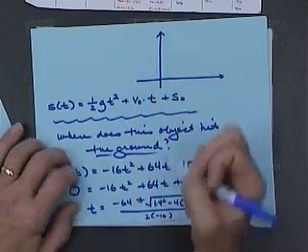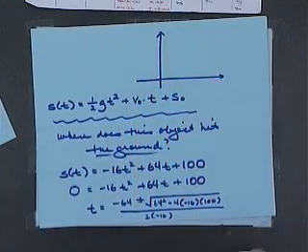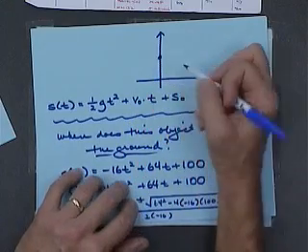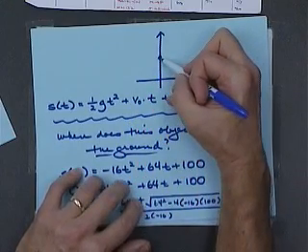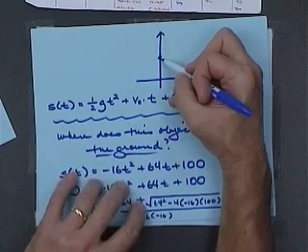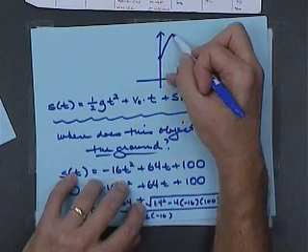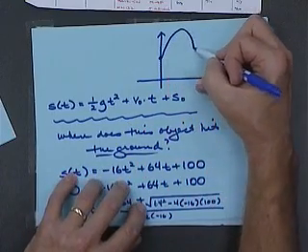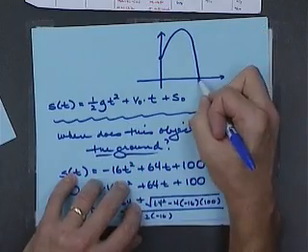Where does it start? At time 0, where does it start? 100 feet off the ground, right? And it's projected upward with an initial velocity of 64 feet per second. So it goes up, it reaches its peak, and then it comes back down. This is what we're looking for, right?